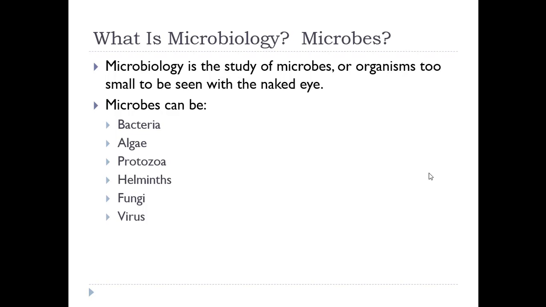Microbiology is the study of microbes, or organisms too small to be seen with the naked eye. So it makes sense, right? Micro, small; biology, study of life. Microbes are small things such as bacteria, algae, which live in water, and protozoa. Protozoa are eukaryotes, so they have a nucleus, which makes them similar to us in a way. Then helminths, which are roundworms and flatworms, fungi, like mushrooms and other things, and viruses, which are pretty commonly known, those things that invade cells.